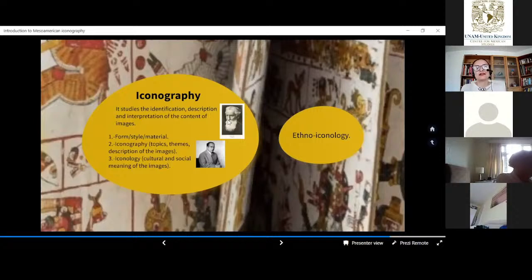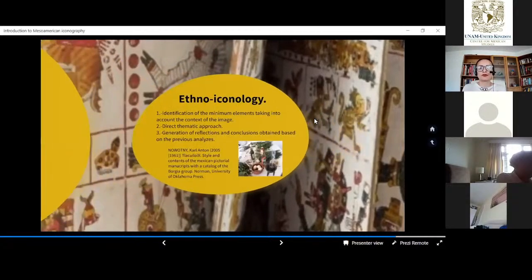Then, if it's possible, you could go further and prepare an iconology study. In that study, you try to understand the cultural meaning of the images. What was the cultural impact of those images? That is one of the bases for understanding images, and the methodology that Erwin Panofsky created for the Renaissance was adapted by Mesoamerican researchers in order to be more scientific in the approach to the images. But it was not enough, because that methodology was not made for Mesoamerica.